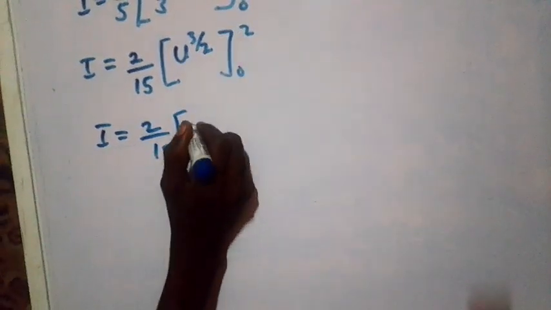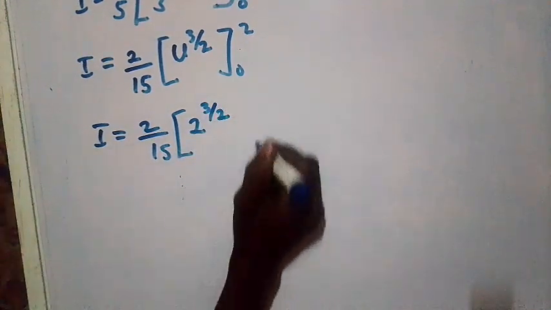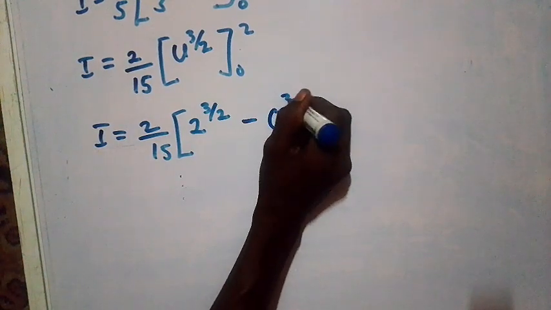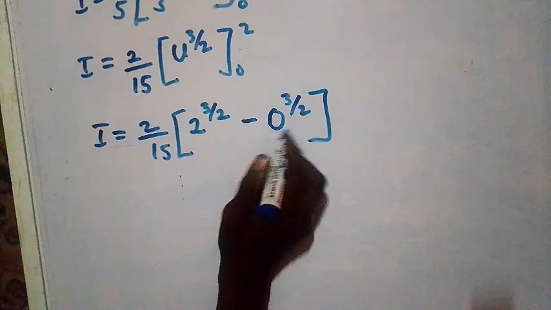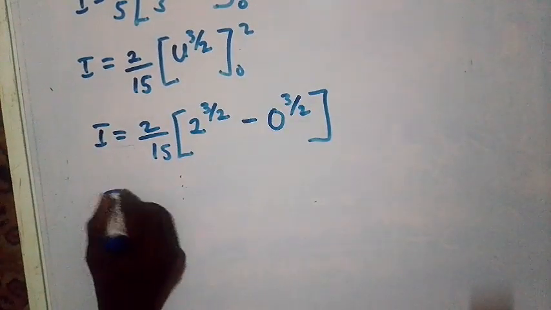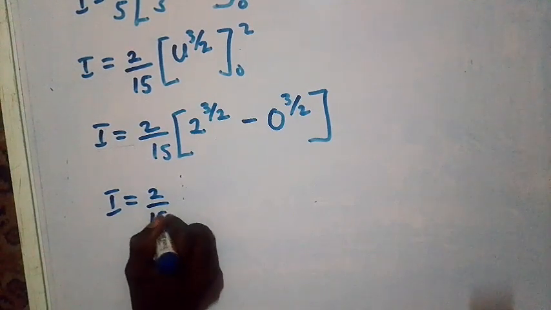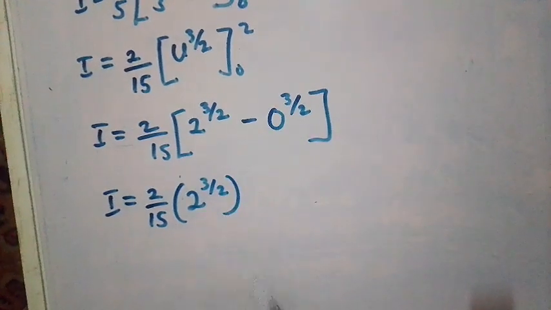If u equals 2, then we have 2 raised to the power 3 over 2 minus, if u equals 0, 0 raised to the power 3 over 2. Already this becomes 0, so we are left with this. I equals 2 over 15, open bracket, 2 raised to the power 3 over 2.